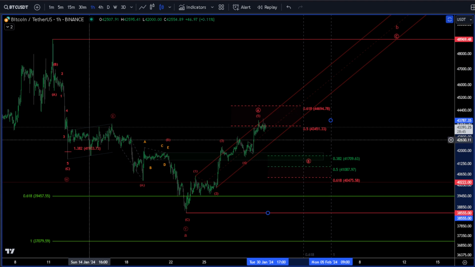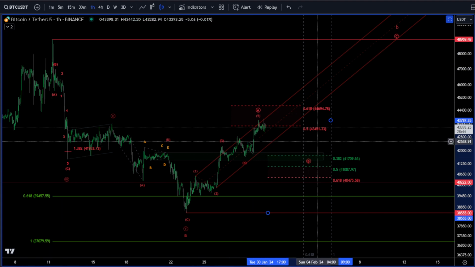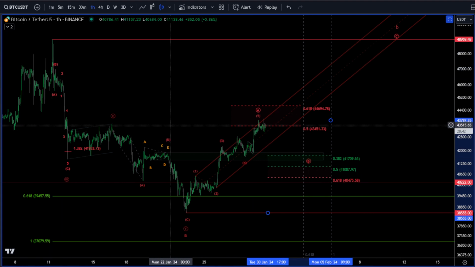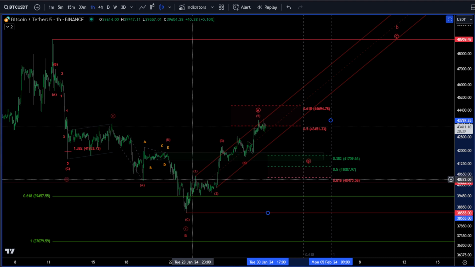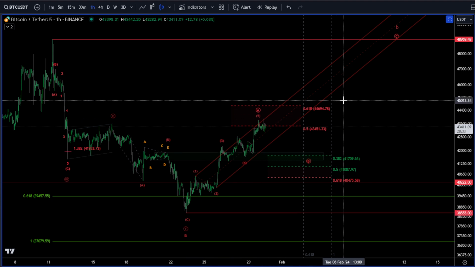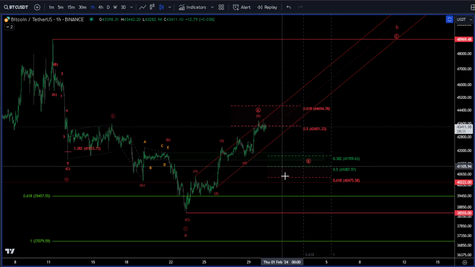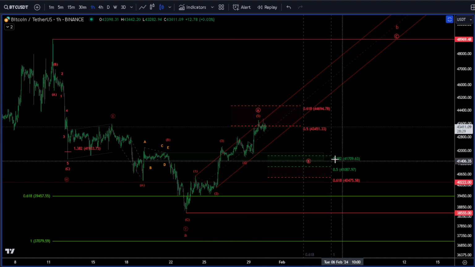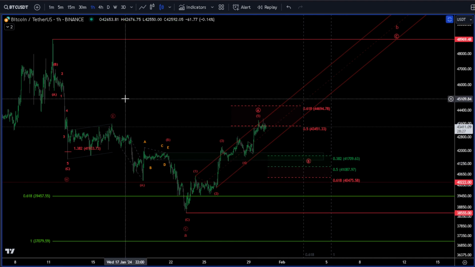I'm starting on a 1 hour chart from our previous high. And this is my primary count. This stays intact as long as we don't break below this low here at 38,555. So if we break below this low, this count is no longer valid. Just want to make that clear.